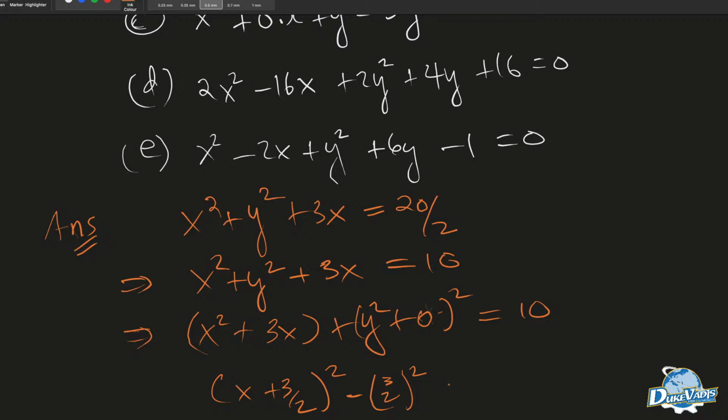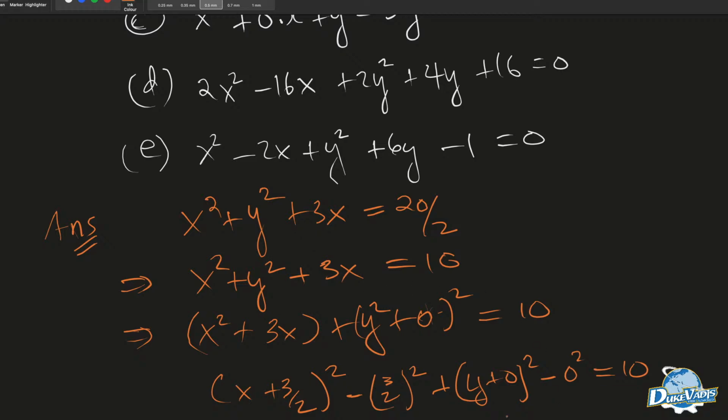Okay. Then here we have y plus 0 squared. Then we subtract 0 squared from this and it's equal to 10. Okay, then this implies that this, okay, are we okay? Yeah, we divided this one by 2. Over here we don't have that.